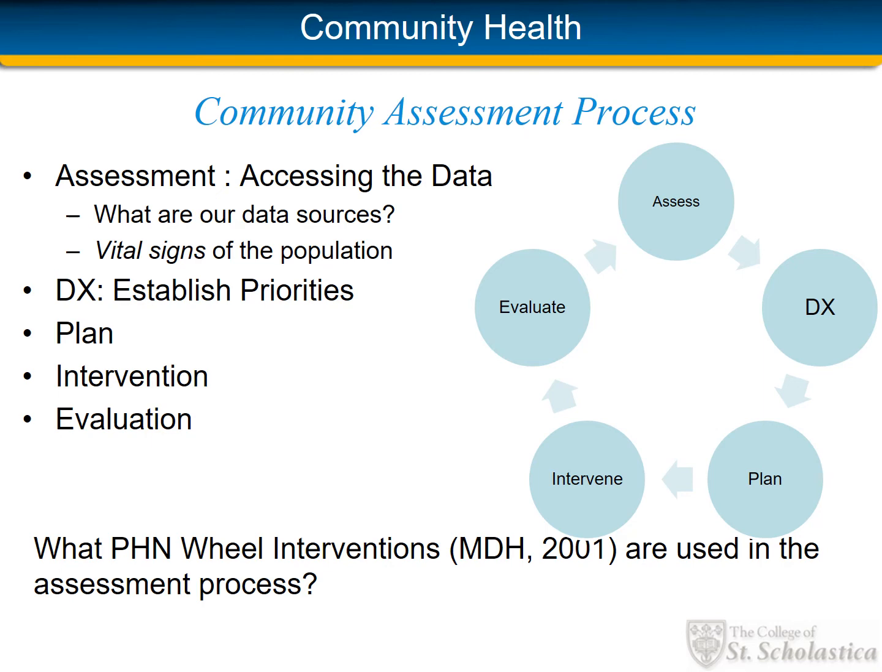Once we gather this assessment data, we move through that process by establishing priorities and a diagnosis, moving then into a plan based on those priorities, developing the interventions, and then evaluating the effectiveness of those interventions. The next slides will talk a little bit more specifically about each of these steps of the community assessment process.